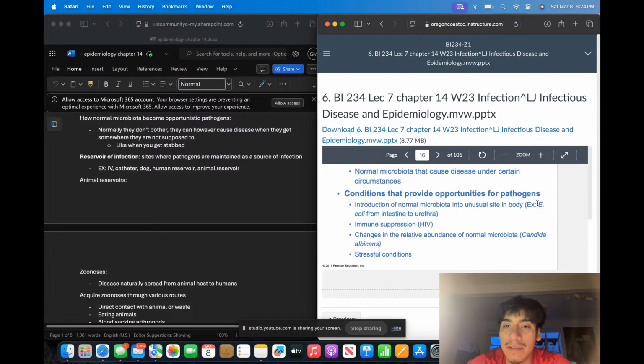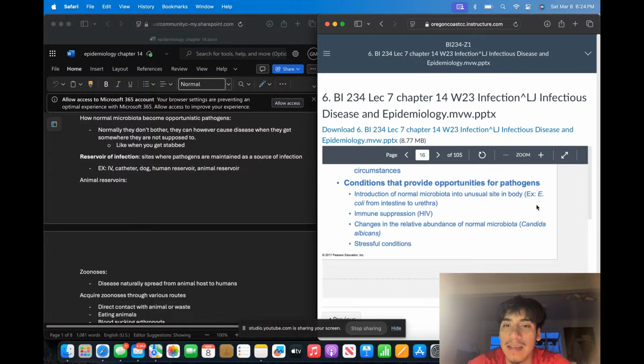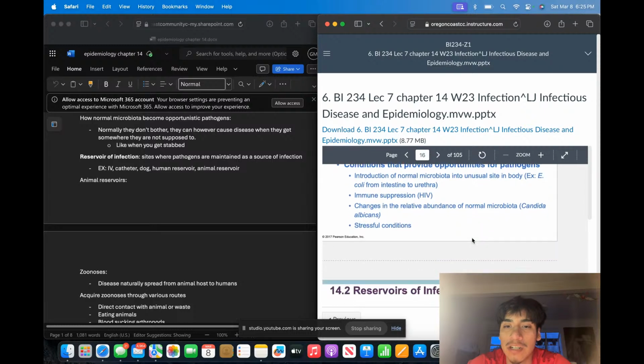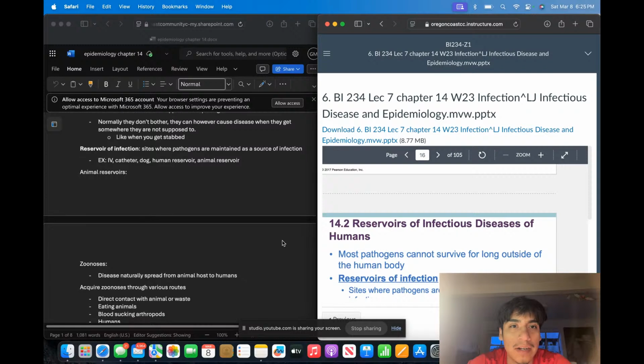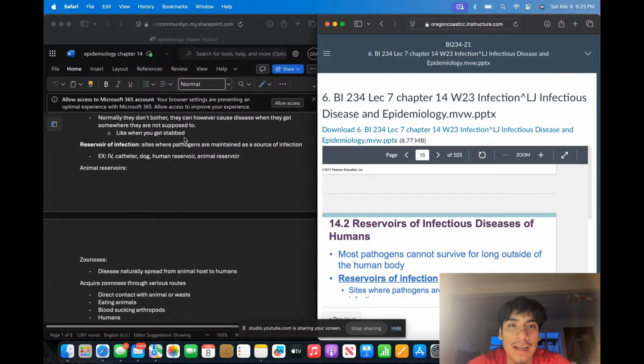Here's an example: E. coli from the intestine, which is normal microbiota there, getting into the urethra. Other conditions are immune suppression, changes in relative abundance of normal microbiota, and stressful conditions. In my notes, when you get poked or stabbed, that causes microbes to get somewhere they're not supposed to, and in that new environment, they can outcompete everybody else and infect you.